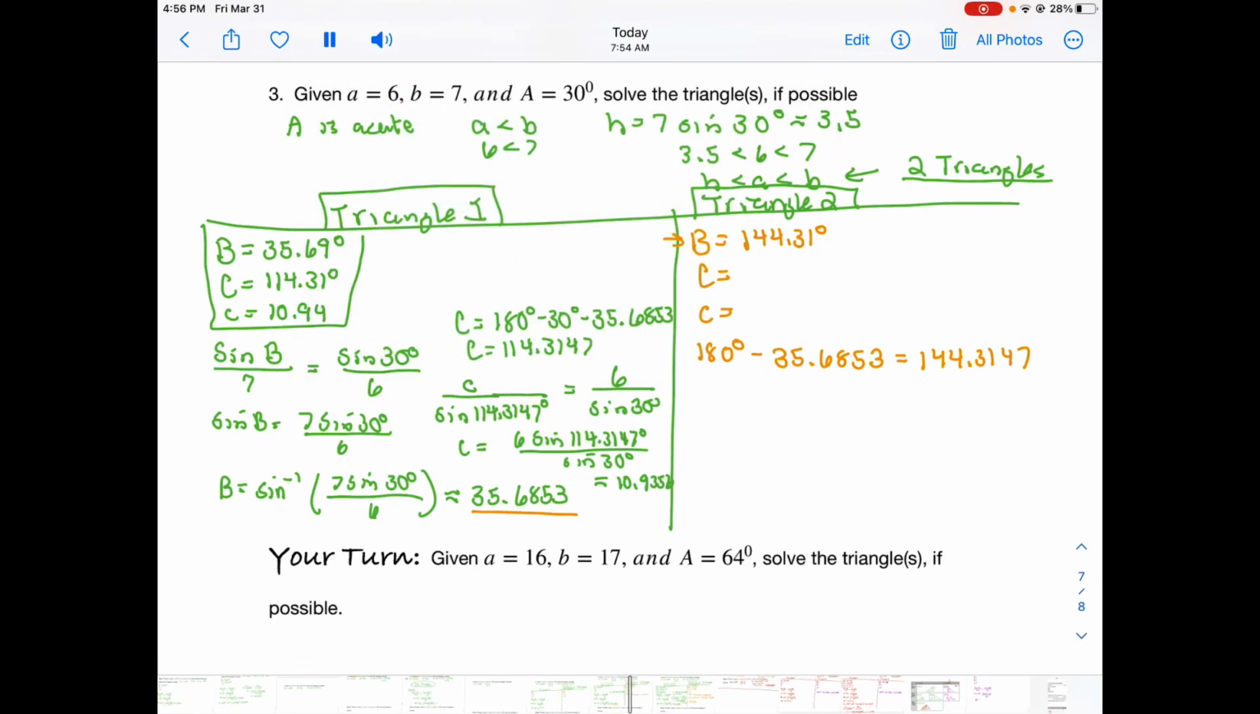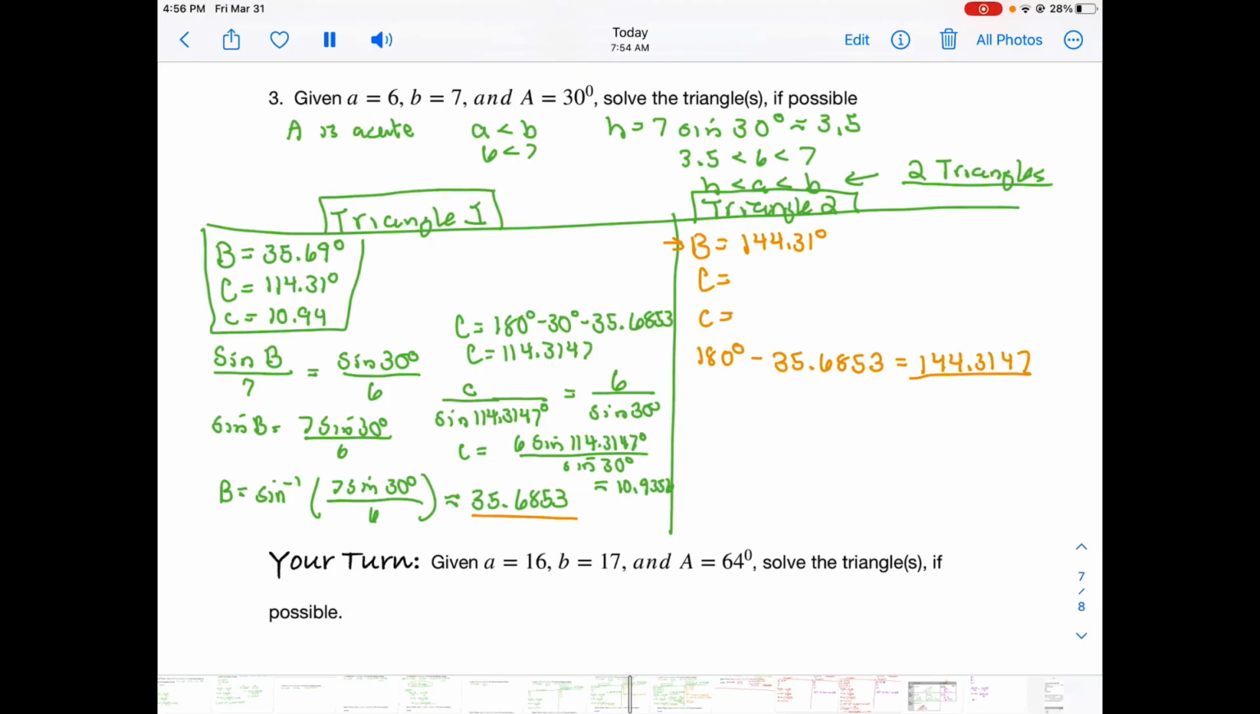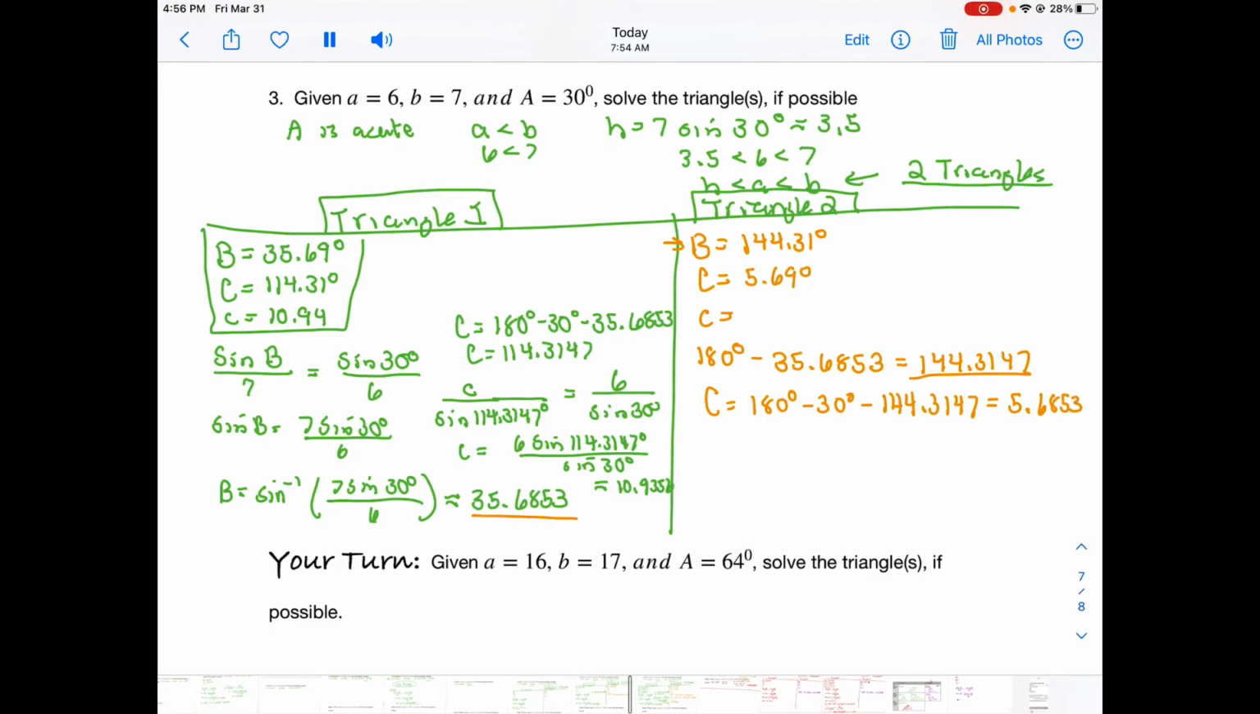So again, we're going to do the same thing. I figured out that my measure of angle B is 144.3147. I'm going to subtract that and 30 from 180 degrees to get the measure of angle C. And I find the measure of angle C is approximately 5.6853 degrees. So I'm going to use that in the law of sines to find the measure of side C.